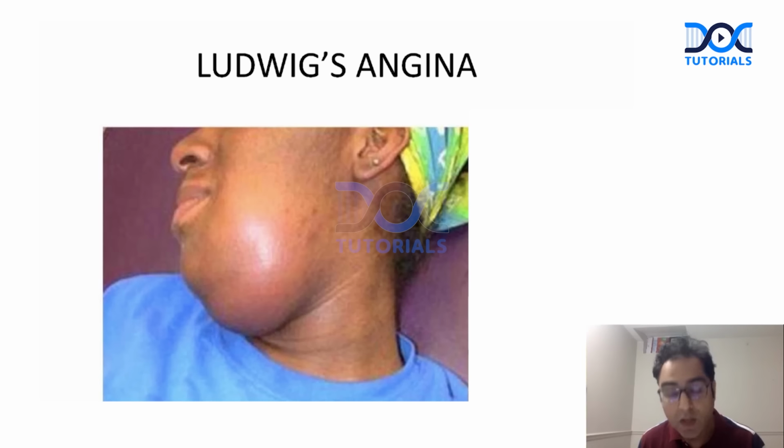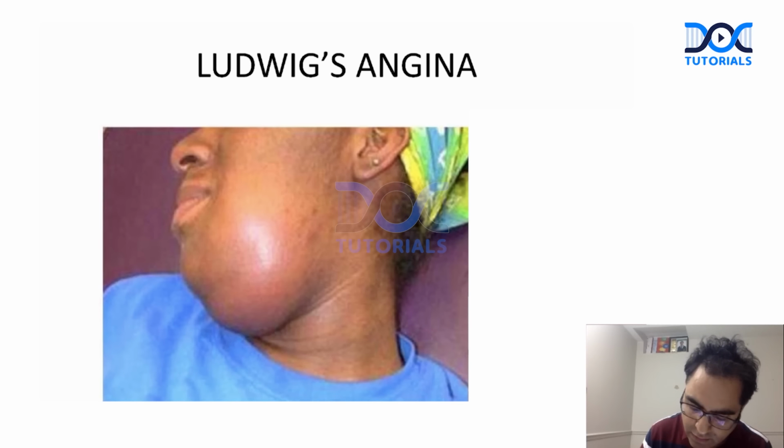Now, Ludwig's angina. Ludwig's angina is infection of the floor of mouth, also called submandibular space infection. The submandibular space means the chin area. Please see over here, this is your mandible, and in the mandible we have molars and premolars. One of the molars or premolars gets caries, and from there the infection spreads to this side.